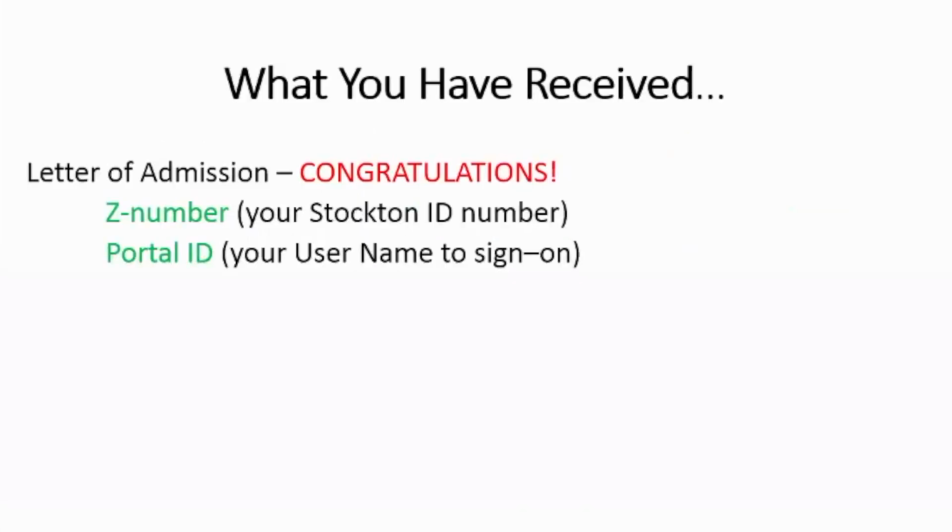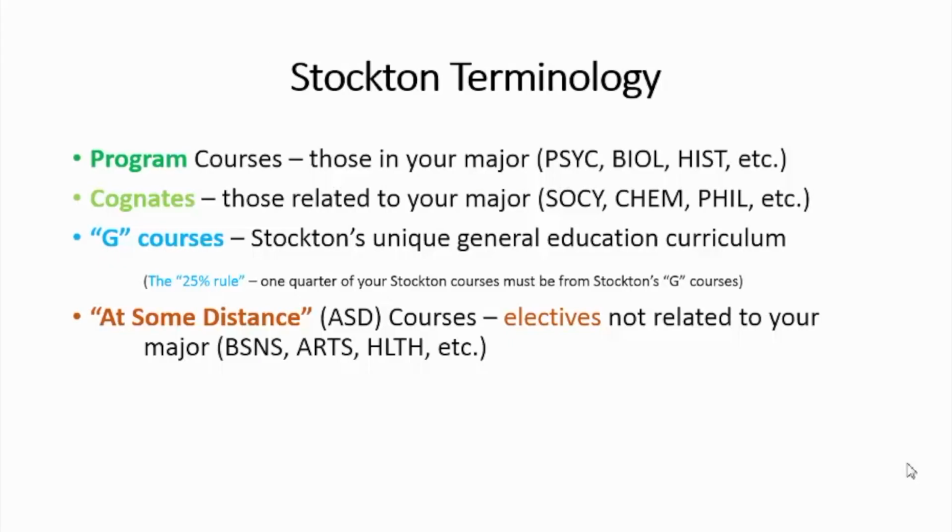First of all, congratulations on being admitted. And in your letter of admission, you've received two pieces of information that are going to be key for the whole time you're at Stockton. Your Z number, which is your Stockton ID number, and your portal ID or username, which will allow you to access some of the information that you're going to see today and that you will be using when you come to orientation and actually register.